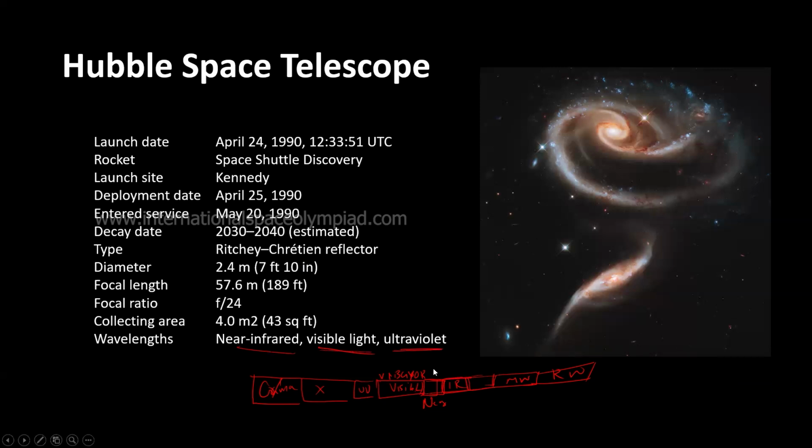Okay, so these images are also beautiful. This is actually two interacting galaxies. It is something like two galaxies merging together. So that is what you're seeing here in this picture.